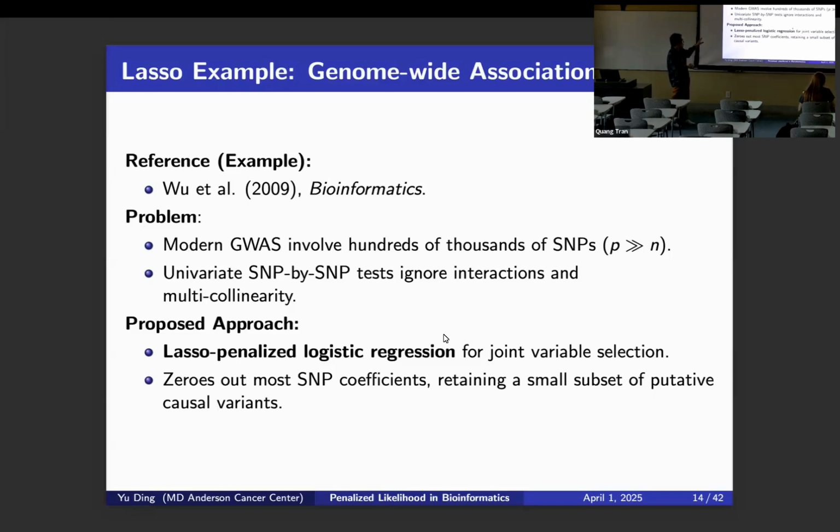The proposed model will zero out most of the SNPs' coefficients and retain a small set of causal variants. This means the proposed model will select a quite small subset of SNPs from these hundreds of thousands of SNPs. I will show it later, we can make it as small as you want.